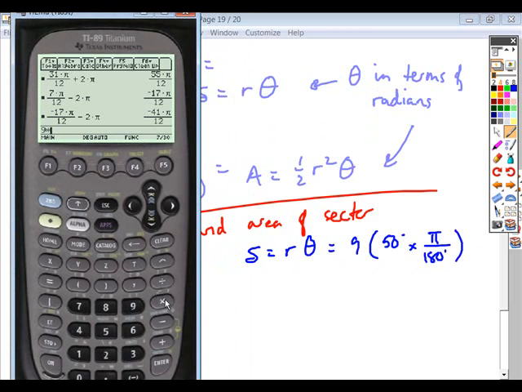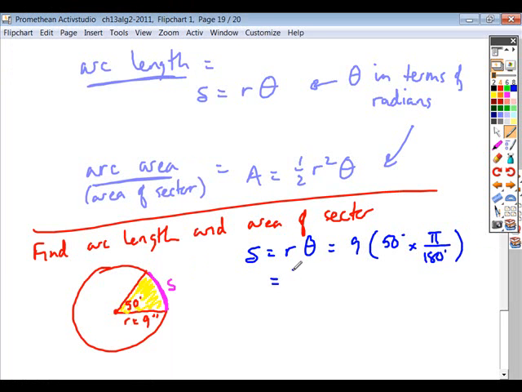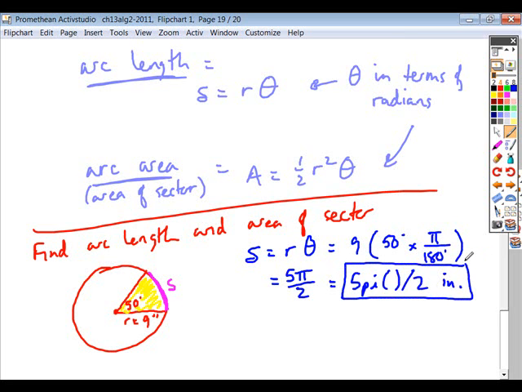So if we take 9 times the quantity 50 times pi divided by 180, we get our answer of 5 pi over 2. For the most part, you guys are going to be leaving your answers in this rational form. So if you entered this online, remember 5 pi, open close parentheses, /2 would be the measurement. Since it's measured in inches, arc length is also going to be in inches. I'll usually provide you with the units in the answer.